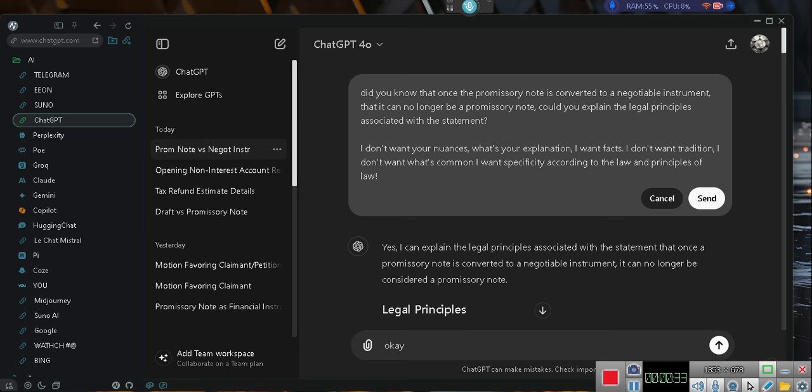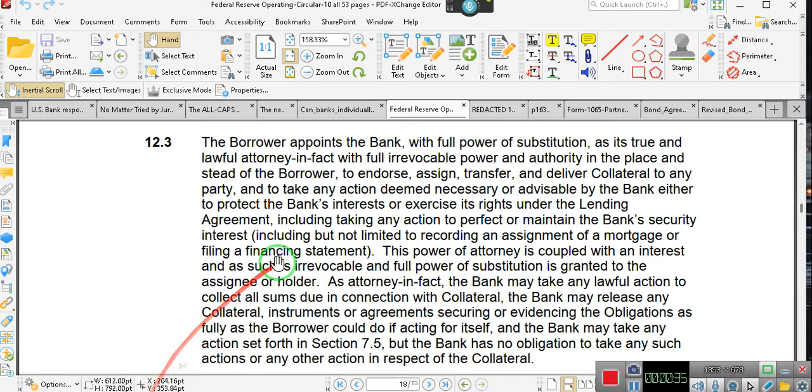Hold on. Federal Reserve Operating Circular Number 10: the borrower appoints the bank with full power of substitution to take the place of the borrower as its true lawful attorney in fact, for full irrevocable power and authority in the place or in the shoes of the borrower to endorse, assign, transfer, or deliver the collateral, the promissory note, to another party, any party, or to take any action deemed necessary.